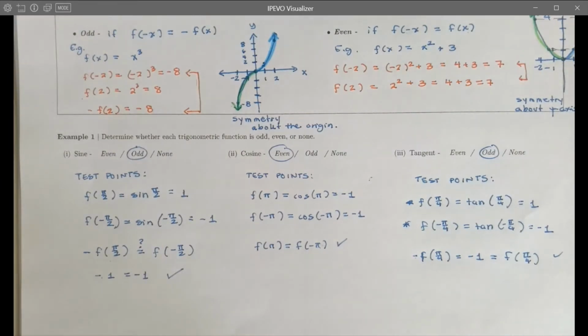So these ideas of even or odd are going to be very important for the remainder of the topics that we address in our trig class. So please make sure that you remember these facts and that you also know how to verify their symmetries.